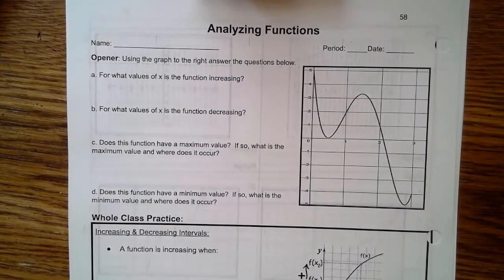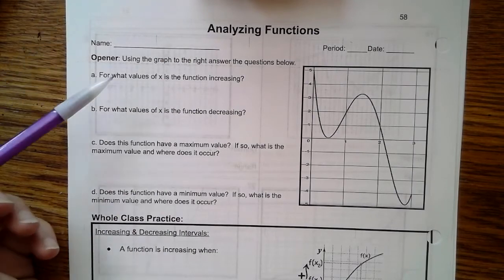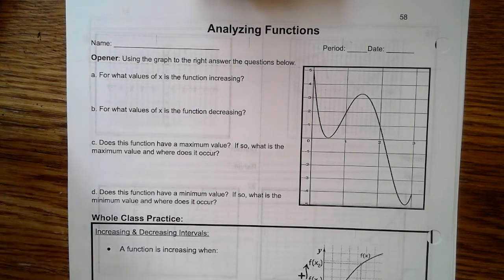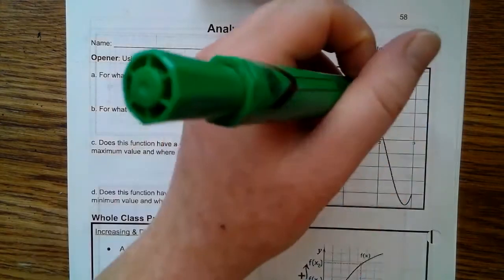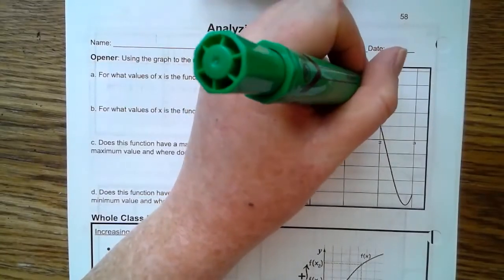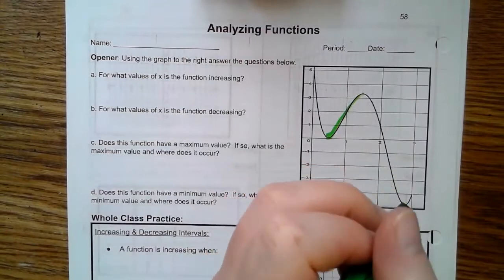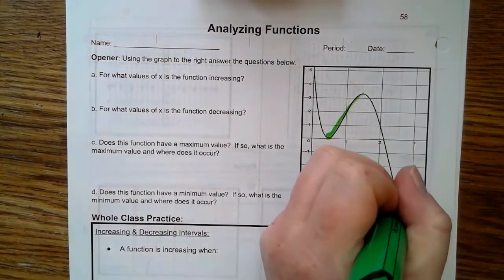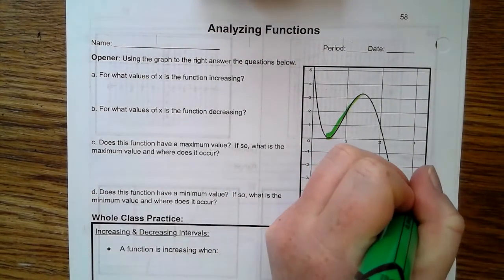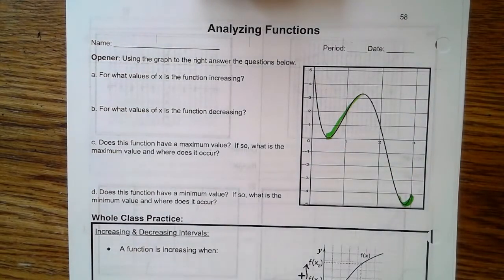So I'm actually going to start the opener with you just so we can talk about notation. It says, for what values of x is the function increasing? I got a highlighter out, so I recommend you get a color. Let's just visually look at where it's increasing. I would say it's increasing from here to here, and it's increasing again at this little jump.